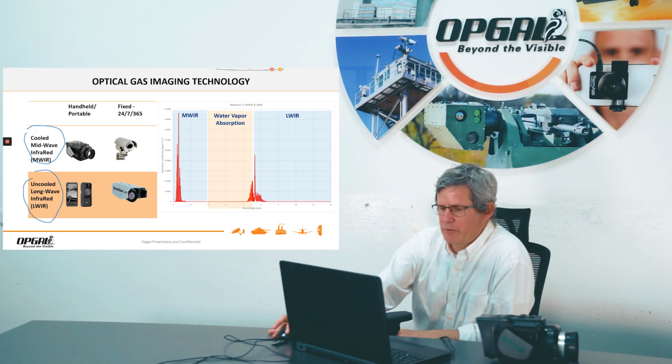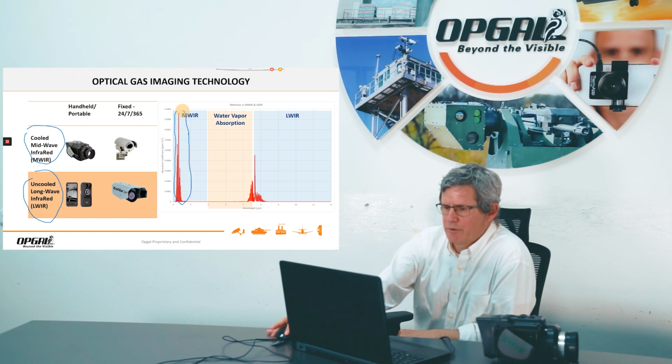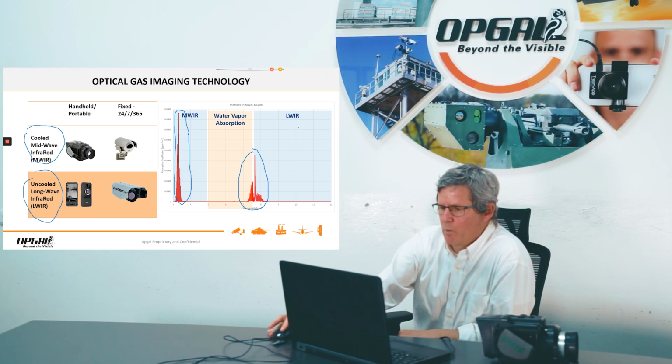We can see a spectrum of methane absorption here in the mid-wave. These are the absorption coefficient curves of methane in this spectral range, and here we see it around 7.7 micron, which is in the long-wave IR.